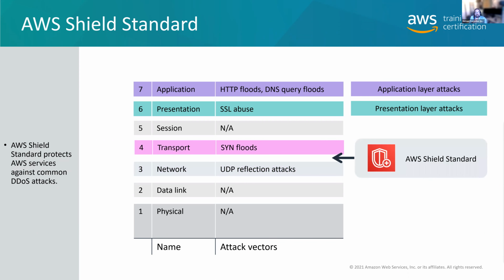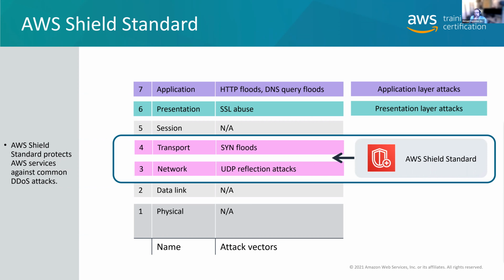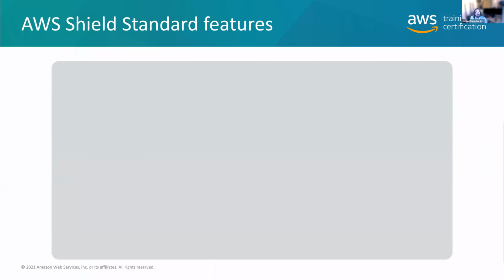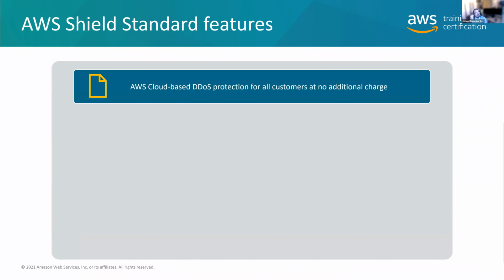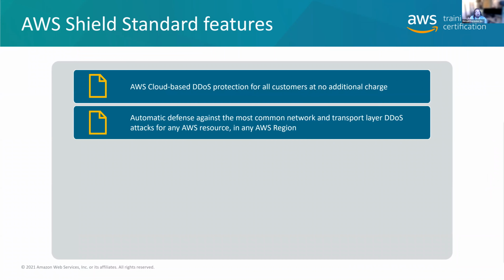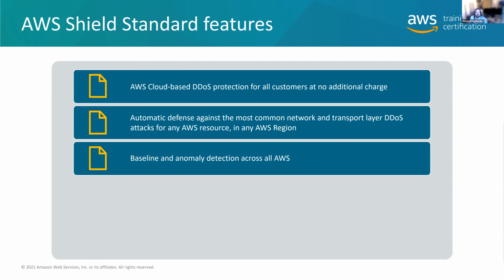So infrastructure layer attacks are usually handled by Shield Standard, right? Shield Standard, which is no additional charge, defends against this, and Amazon does this all the time. So you get it for free. And Shield Standard has some features, right? No additional charge, automatic defense against most layer 3 and 4 attacks, baseline and anomaly detection. And as you can imagine, they're constantly watching AWS's infrastructure for problems and deviations.